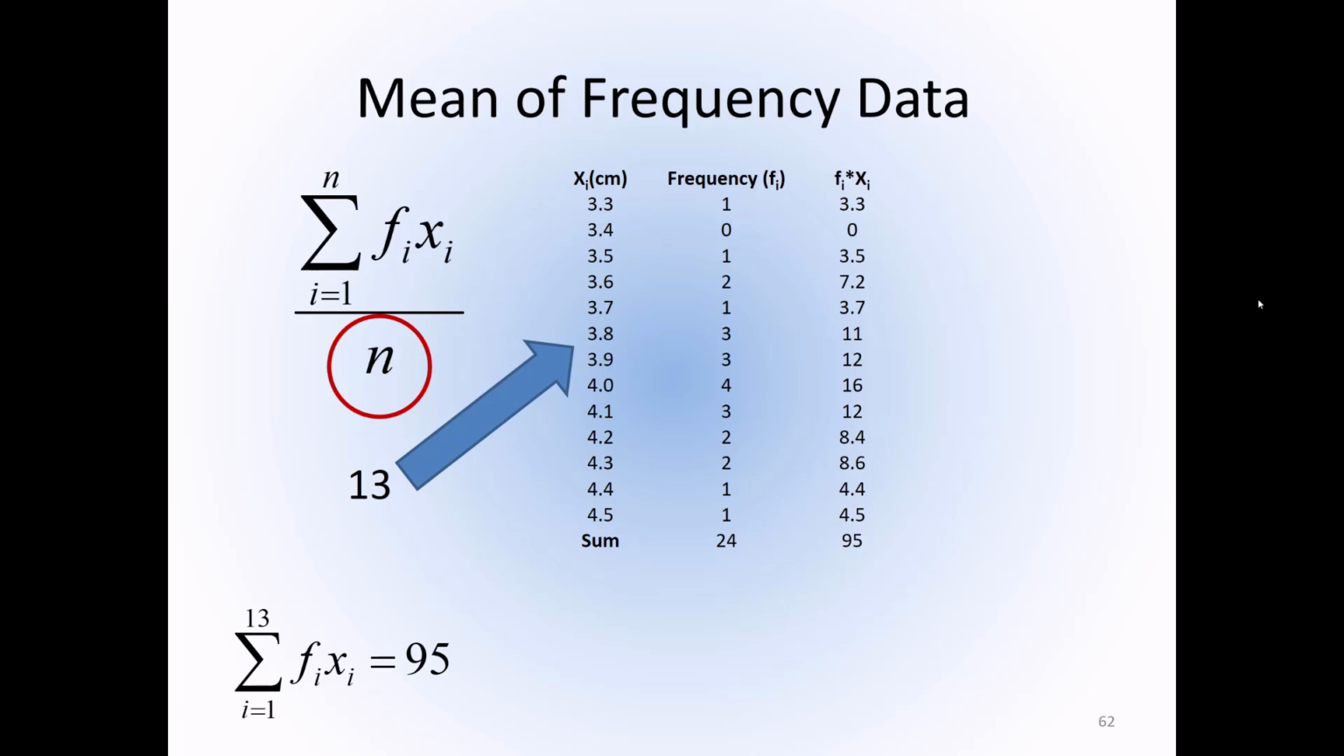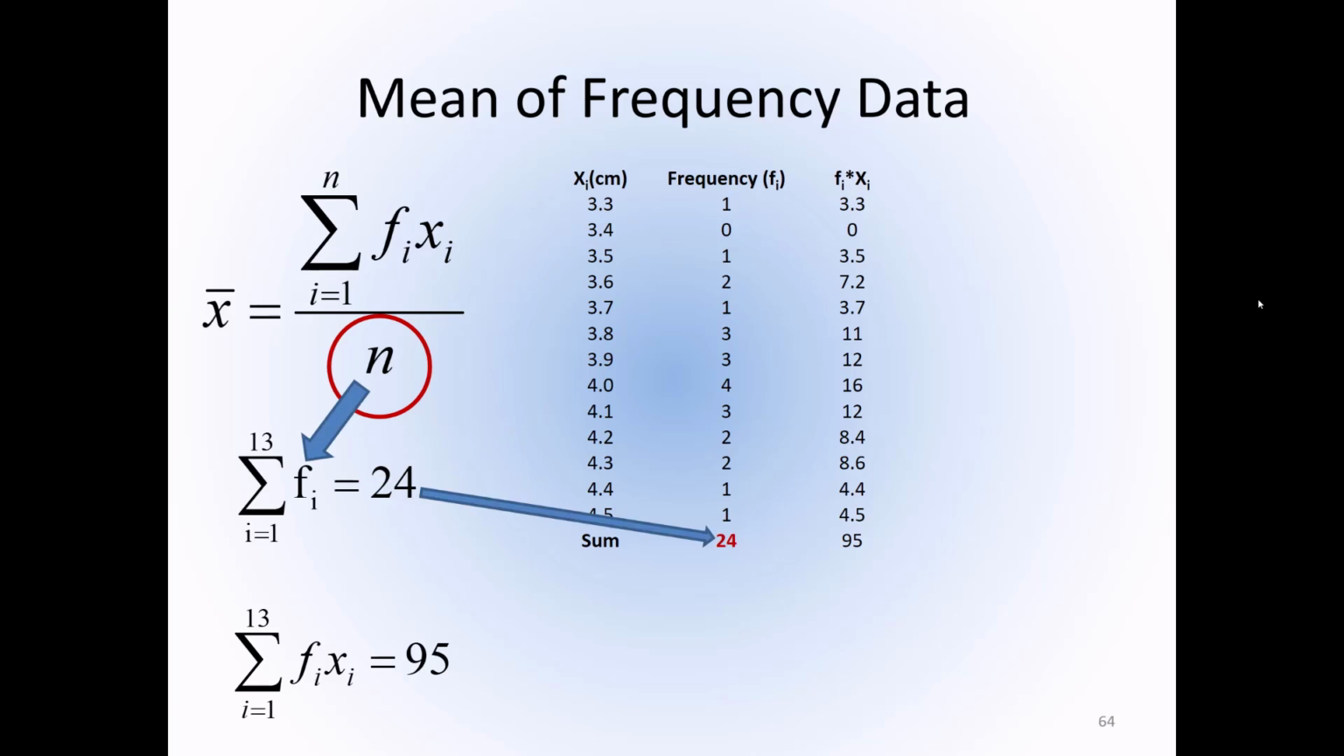Now, we may be tempted to say that small n equals 13 because we have 13 possible sizes of oysters, but in fact this is not true. What we're interested in is the summation of our frequencies. These are the total number of observations that we have in our data set, which is 24.